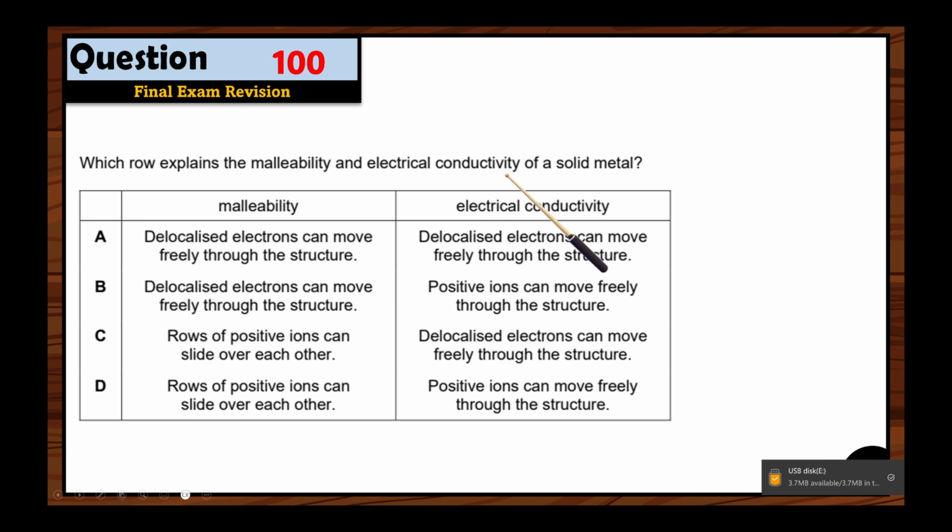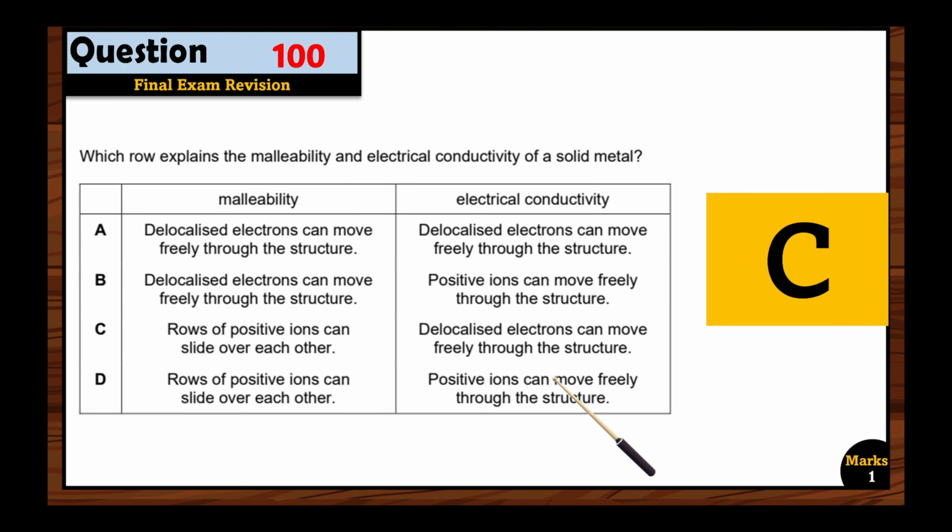Now let's see electrical conductivity. The reason behind the electrical conductivity of solid metal is that, as I already showed you in the structure of the metal in the previous questions, it has a sea of electrons, right? Because the metal atoms are losing their electrons. So electrons are responsible for the electrical conductivity in the metal. Can you see electrons? Yes, in option C, delocalized electrons can move freely through the structure. So option C is correct, okay?